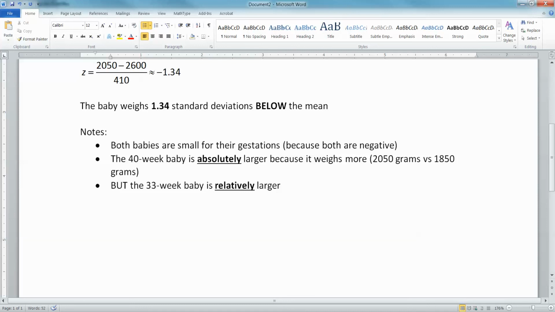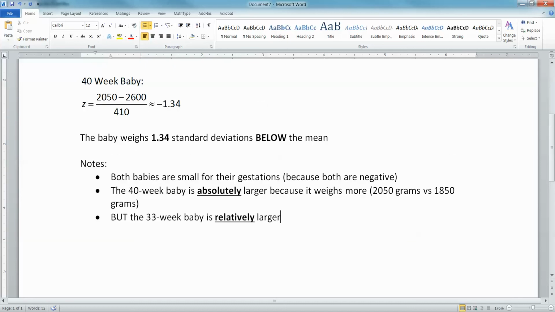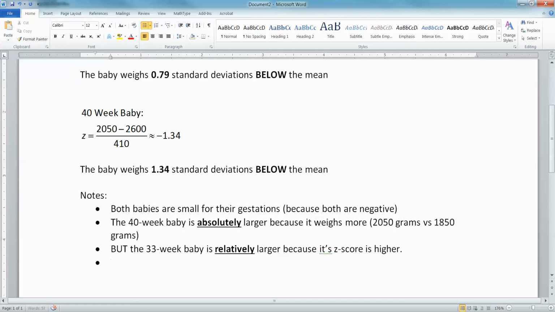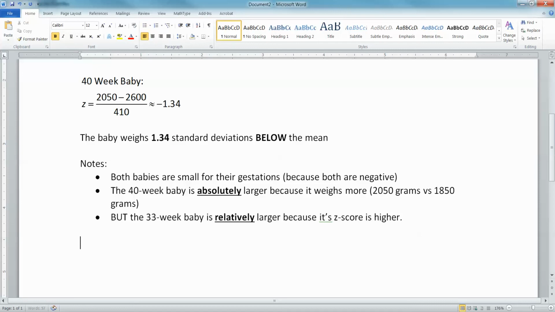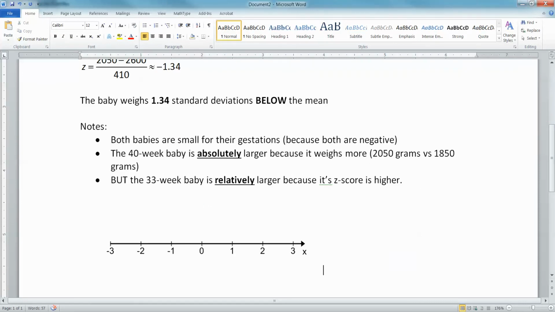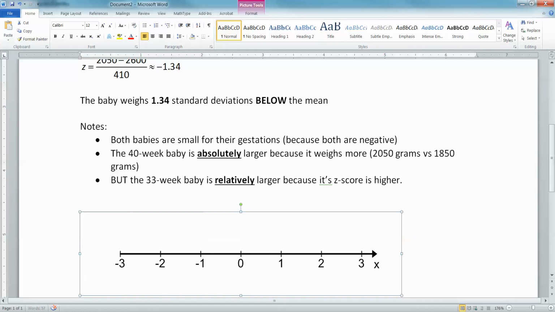I mean, if you had to pick up this kid, the 40-week baby would be more of a workout. But the 33-week baby is actually relatively larger because its z-score is higher up. Now, I know what you're thinking. You're thinking, well, 1.34 is a bigger number. But that doesn't matter. When you're thinking about z-scores, you want to think about a number line. Here, let me grab a picture of a number line. There we go.